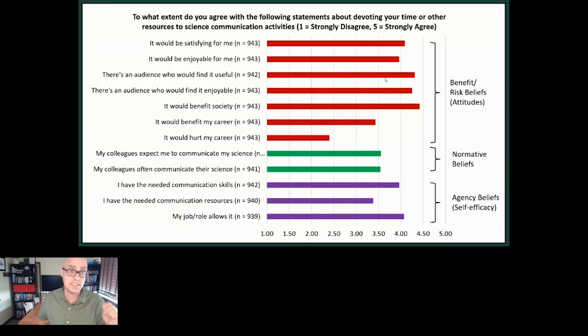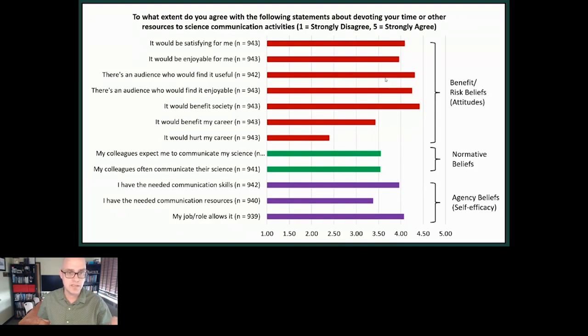And what we see is that, generally speaking, our sample, which is to say a sample that leans pretty heavily on basic scientists, see communication as beneficial and they're not particularly worried about it hurting them. Those green questions are the norms questions, which is another key driver of behavior. Often we haven't found that to be true in our science communication work, but generally speaking, scientists aren't that worried about what their colleagues think.